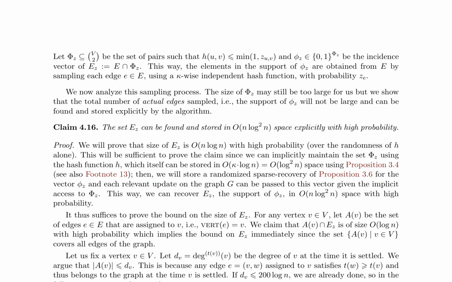The authors present a novel approach to finding a large matching in a graph, leveraging a combination of sampling and rejection sampling techniques. They define a set phi_z of pairs (u,v) such that h(u,v) is less than or equal to min(1, z_uv), where h is a kappa-wise independent hash function and z_uv is a probability value. The incidence vector phi_z of E_z, the intersection of E and phi_z, is then obtained by sampling each edge e in E with probability z_e.